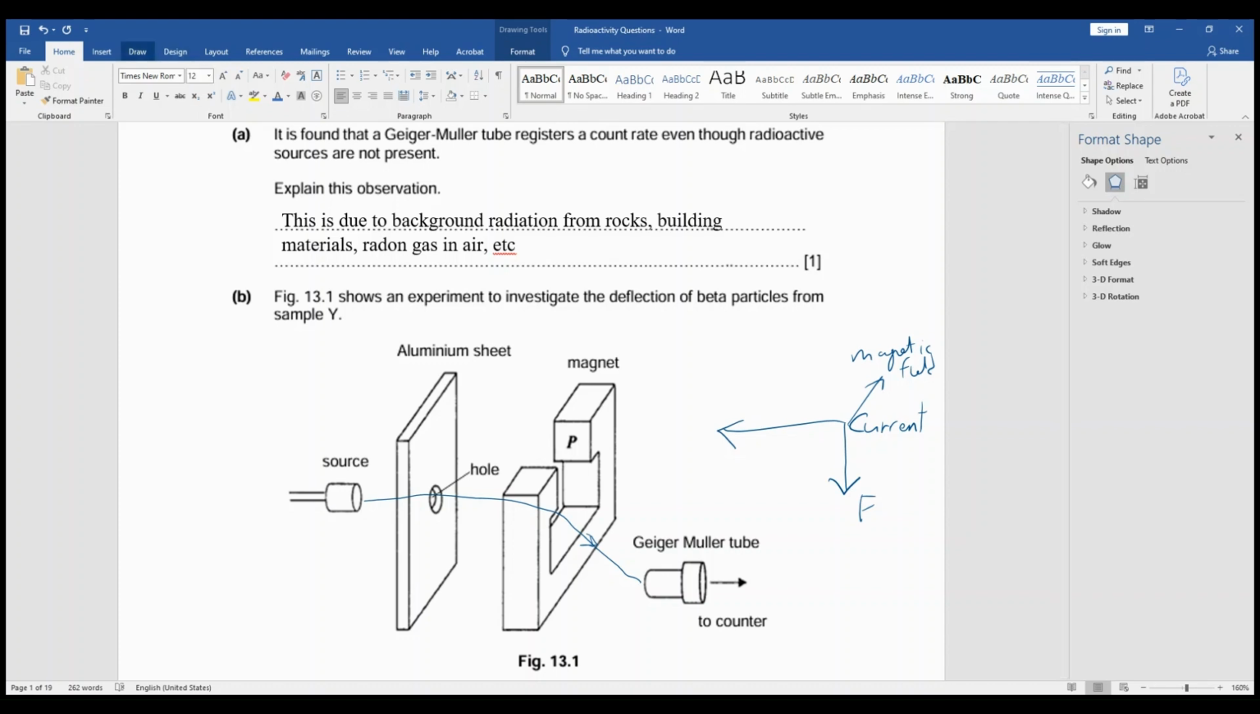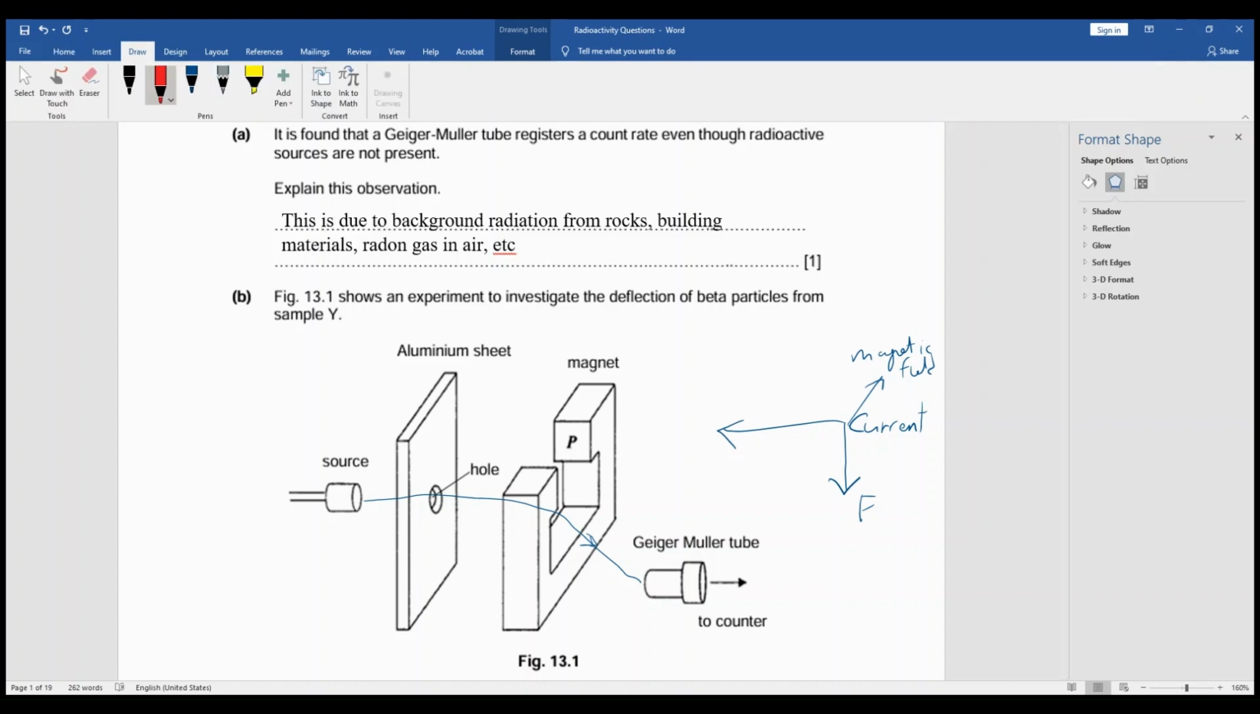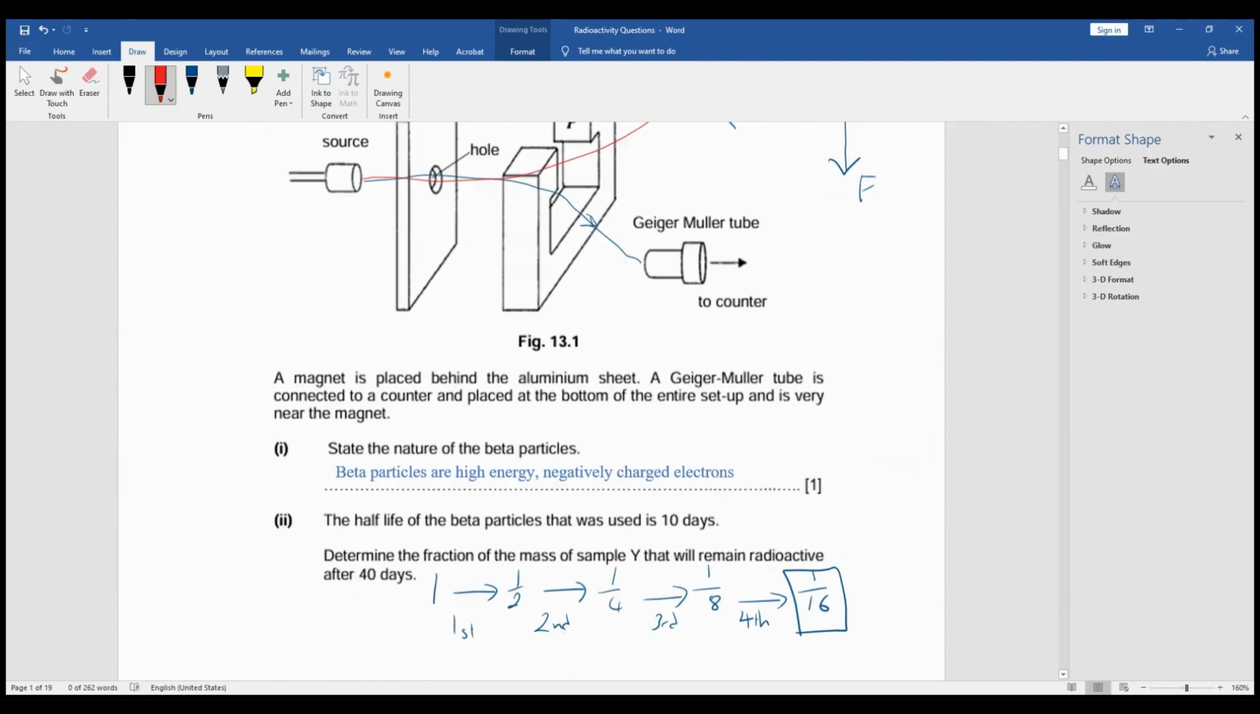Okay, if I were to draw, because it's positively charged, you can use your Fleming's left hand rule now that you know the poles of the magnet. You will see that it should be something like this. So that means the Geiger-Mueller tube being below will not be able to detect the alpha particles at all.